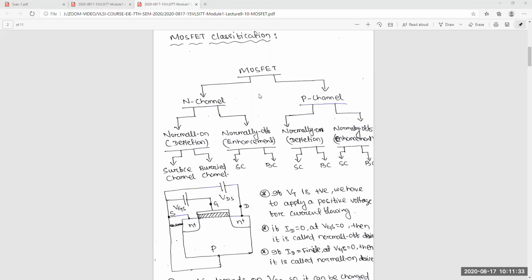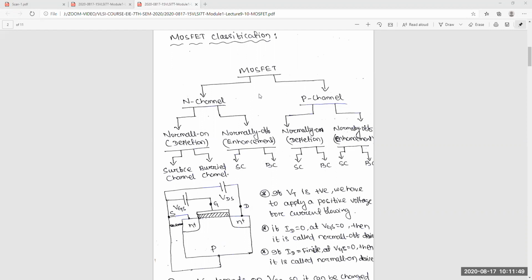That way you can build your knowledge. You can analyze in a better way, and you can understand in a better way. So I strongly recommend, please do that for the P channel MOSFET.